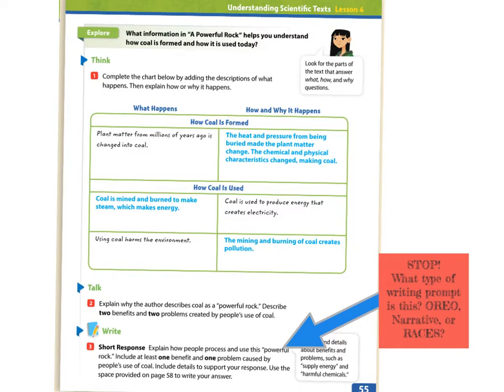Now, I'm also thinking about how coal is used. Well, how and why it happens. Coal is used to produce energy that creates electricity. What happens that makes coal be able to be used to produce energy that creates electricity? Well, coal is mined and burned to make steam, which makes energy. And lastly, using coal harms the environment. The mining and burning of coal creates pollution. So you can see several of those what happened events and why it happened, how and why.